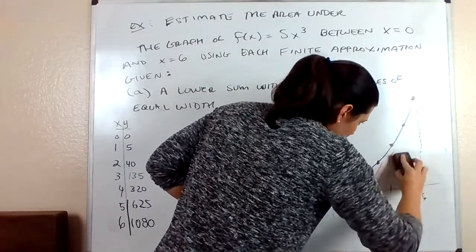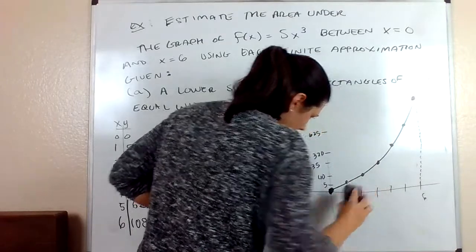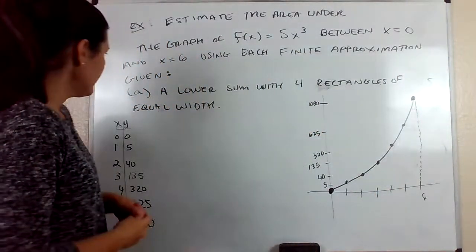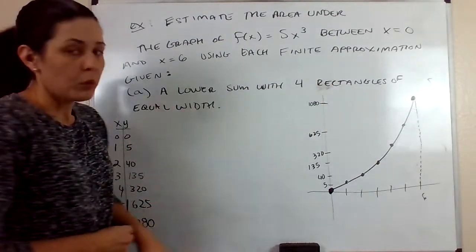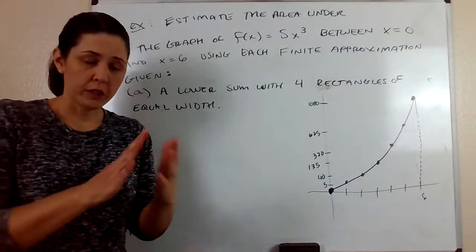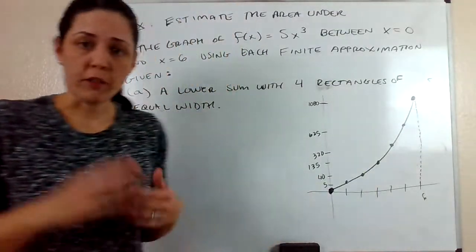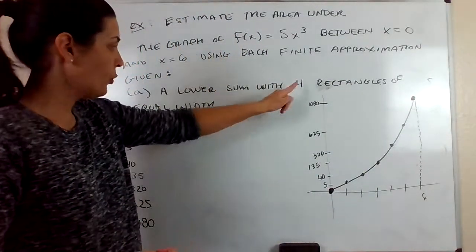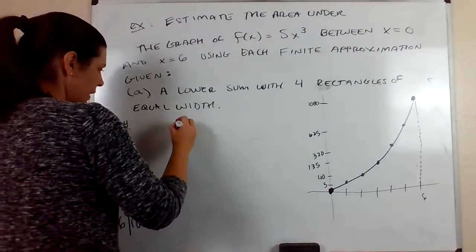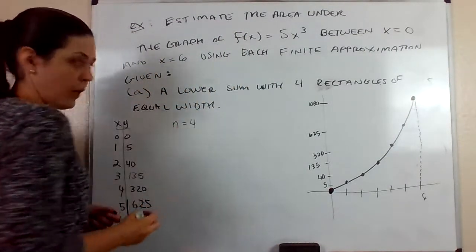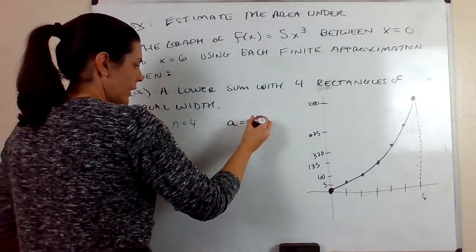Okay, let's get that orange out of there. Part A says to use a lower sum with 4 rectangles of equal width. So let's start with how to separate, slice, or cut up this region into 4 parts, because we're told 4. So that number I mentioned earlier, n, in this case, is 4.